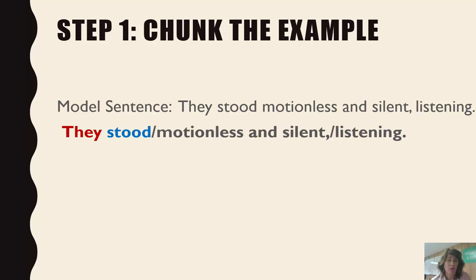Okay. Now, hopefully you drew they stood, dash, motionless and silent, dash, listening. Now notice in red, we have our subject, they, and in blue we have our verb, stood. Now I want you to do the exact same thing with the scrambled imitation. Unscramble it, identify the subject and the verb. It should look just like the model. Go ahead and do that in your text.